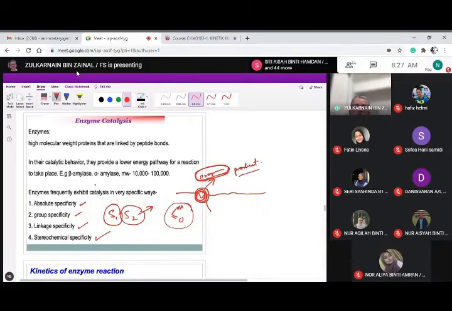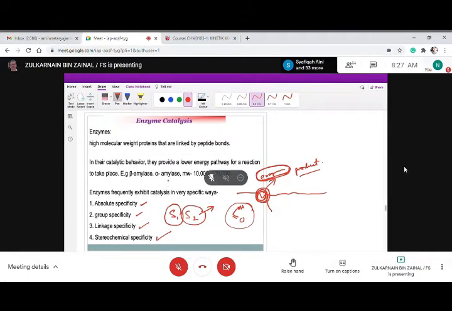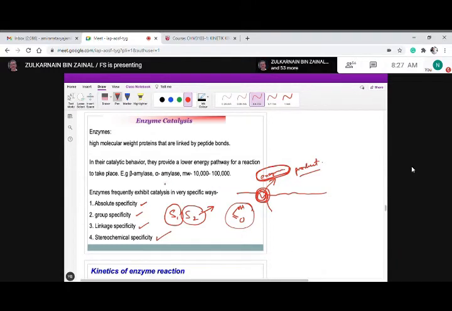Enzyme catalysis is normally at low temperature, not like gas phase catalysis, where the reaction is normally done at high temperature, like 200, 300, and so on, degrees Celsius. But for enzyme catalysis, normally the temperature is around 27 or lower than that.